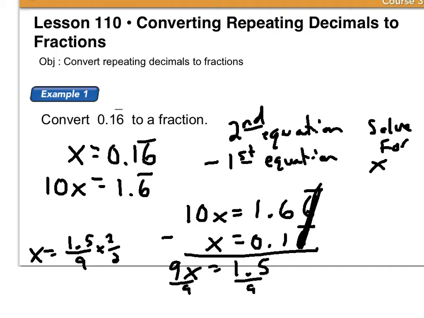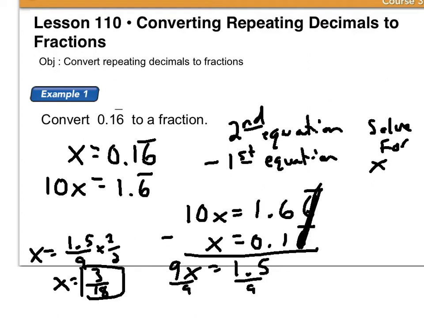Okay, and the reason why I can multiply by 2 over 2 is because what's that the same as? 2 over 2 is the same as 1. And when I multiply any number by 1, it doesn't change its value. Okay, again, I'm using kind of the common denominator thing, where we would multiply to find a common denominator. So I'm multiplying the top and the bottom by 2. And what's going to happen is 1.5 times 2 is 3, and 9 times 2 is 18. So we get x equals 3 over 18. And that's my answer. Okay, 0.16, the 6 repeating, is 3 over 18.